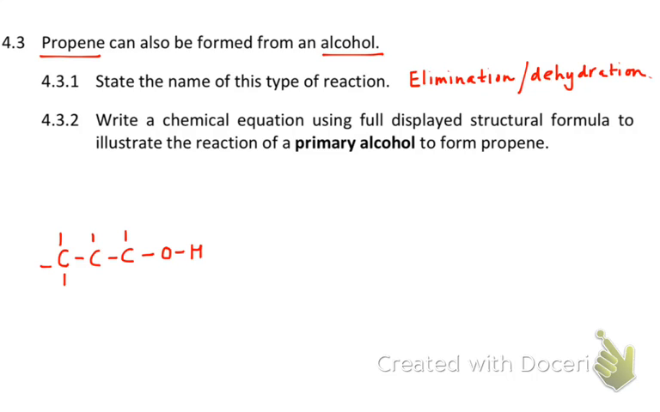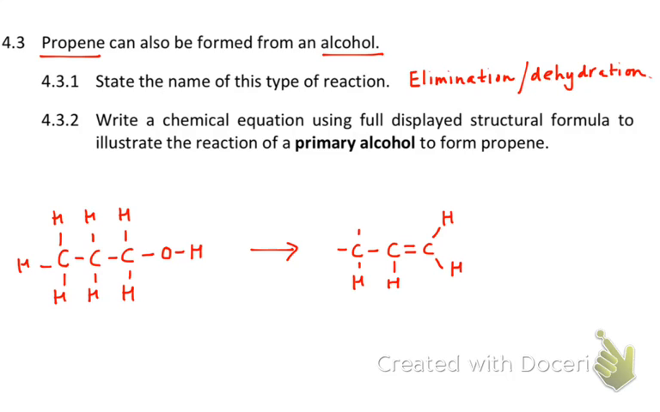Chemical equation, we draw out our propanol, showing all the bonds. That then reacts to form the double bond. There's our propene, and of course water would be removed.